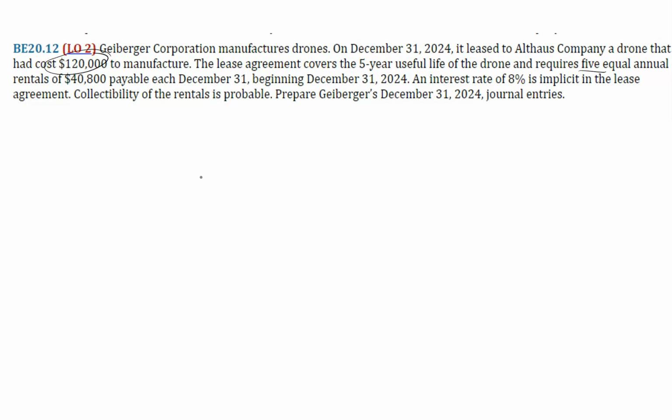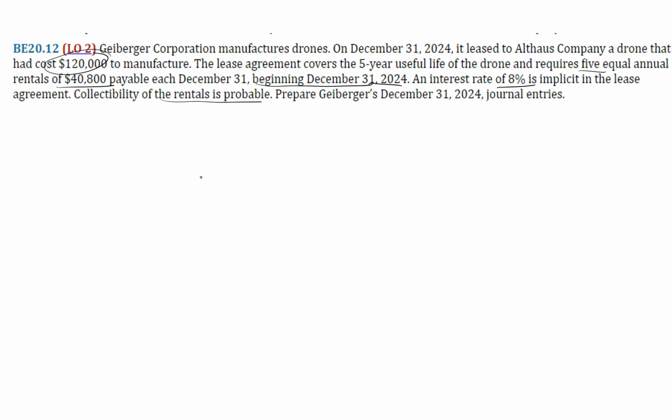And these payments, or the rental installments, are given as 40,800, payable at the beginning, and the date is December 31st, 2024. The interest rate to discount is also given here, 8%, and the rental collection is probable. So now we have to do the lessor's journal entry.